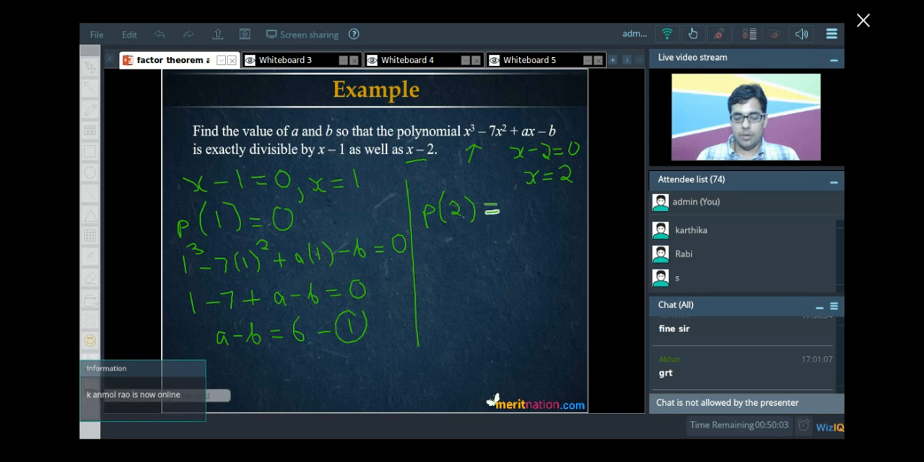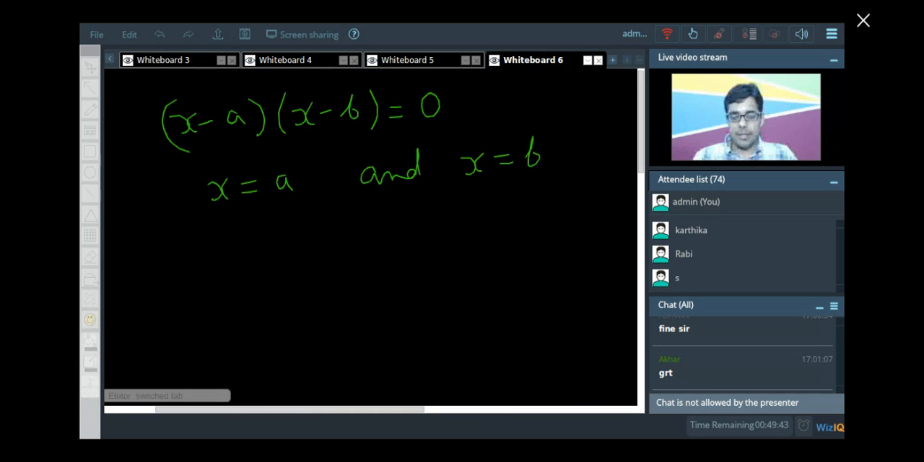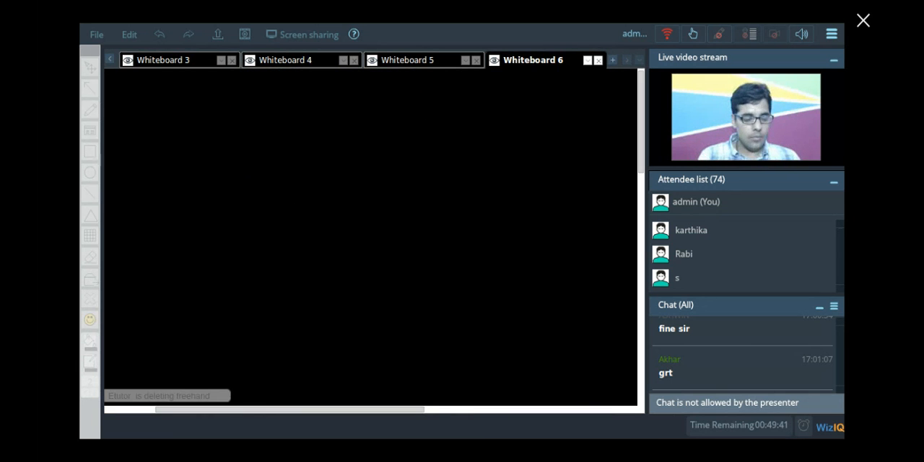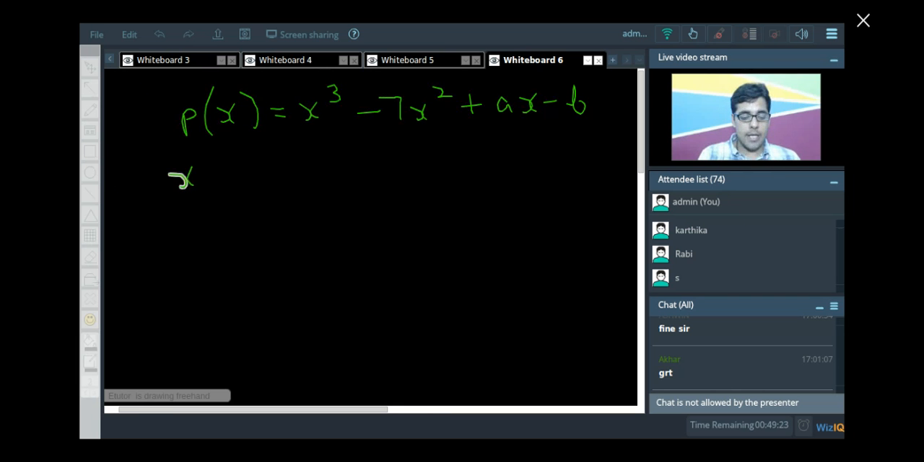So here we have now 2 cube minus 7 times 2 square plus a multiplied by 2 minus b equals 0. Okay, I can use the whiteboard here due to space constraint. So P(x) is given as x cube minus 7x square plus ax minus b, and then we have the second factor, given as x minus 2.